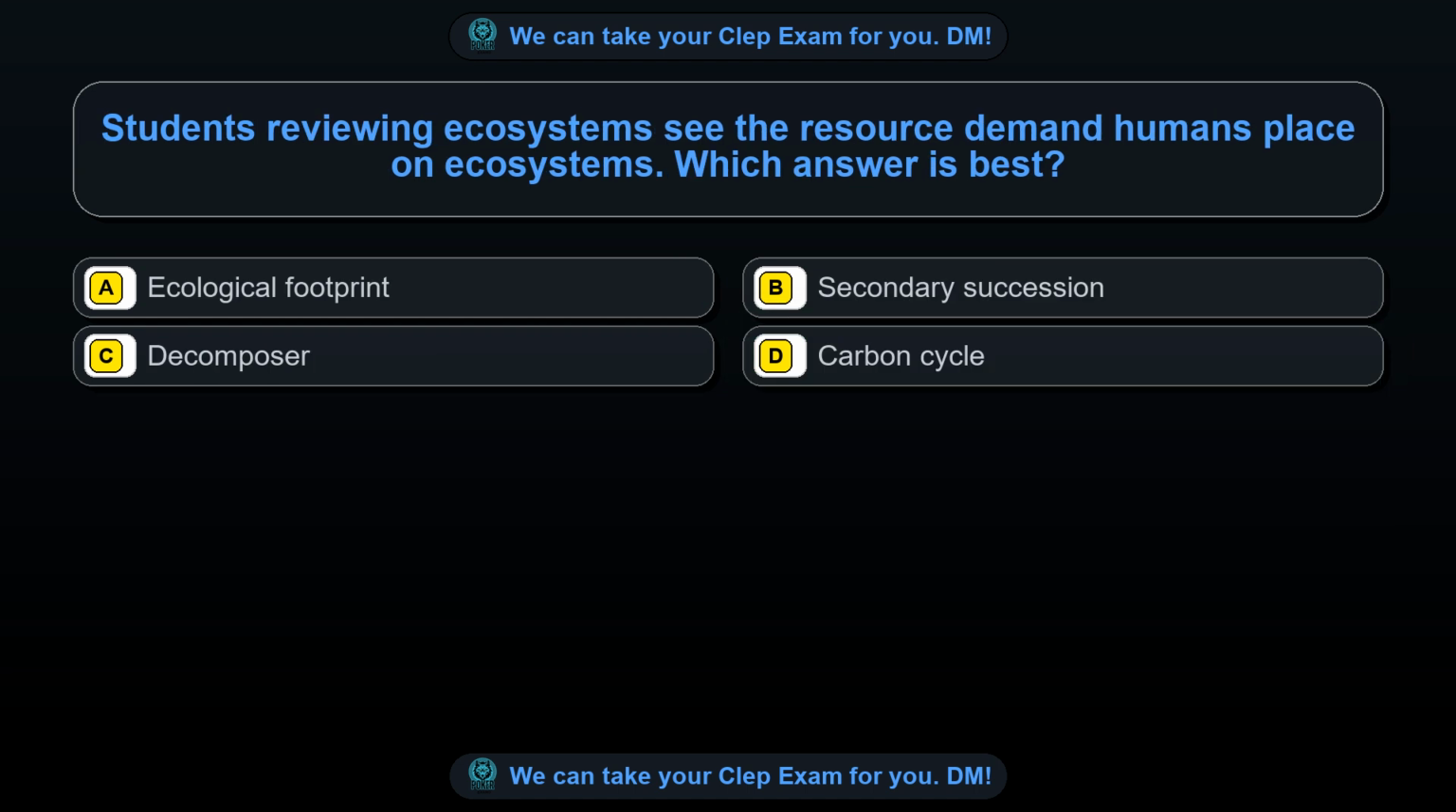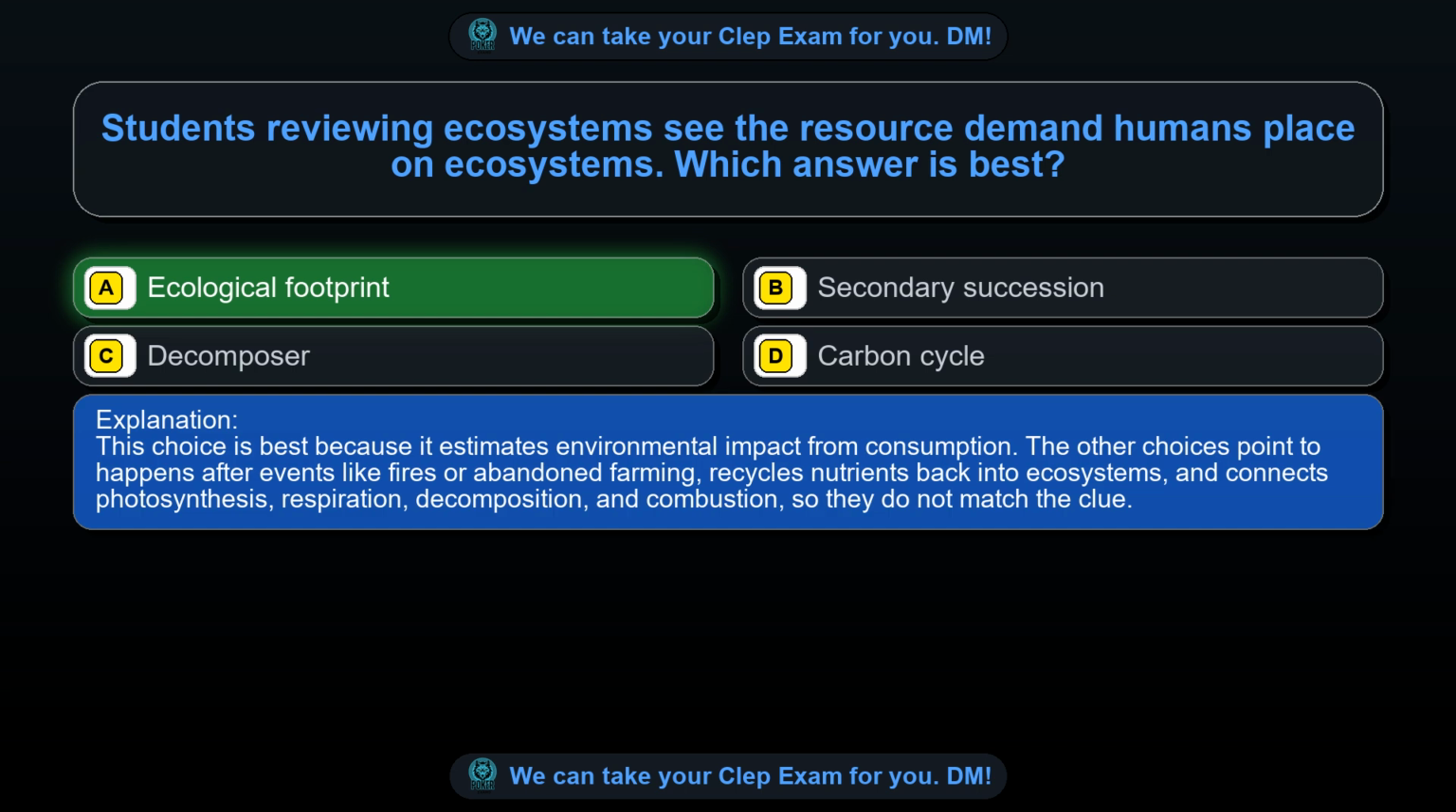Question 76. Students reviewing ecosystems see the resource demand humans place on ecosystems. Which answer is best? Option A, ecological footprint. Option B, secondary succession. Option C, decomposer. Option D, carbon cycle. The correct answer is option A, ecological footprint. This choice is best because it estimates environmental impact from consumption. The other choices point to happens after events like fires or abandoned farming, recycles nutrients back into ecosystems, and connects photosynthesis, respiration, decomposition, and combustion, so they do not match the clue.